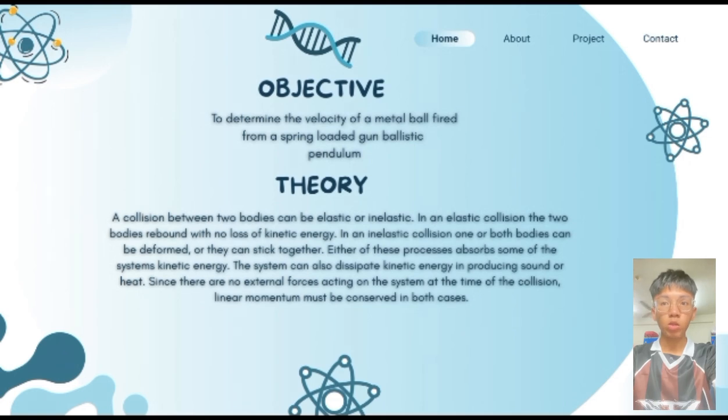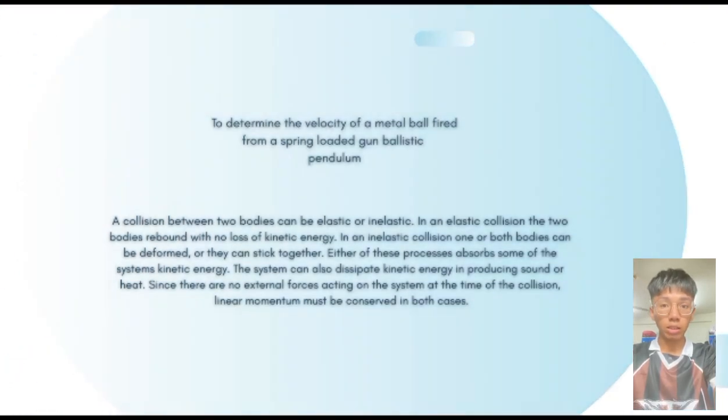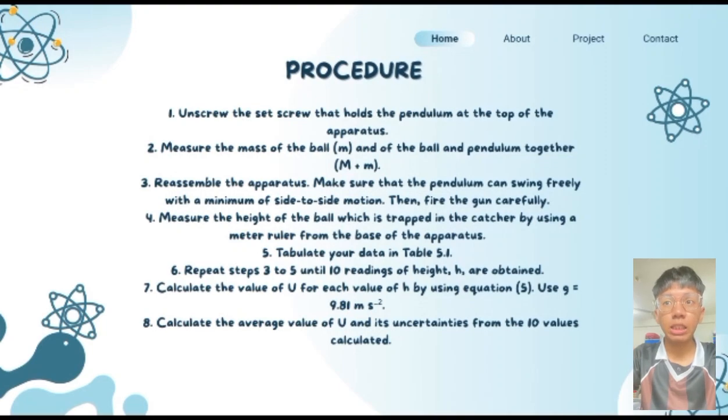Theory. A collision between two bodies can be elastic or inelastic. In an elastic collision, the two bodies rebound with no loss of kinetic energy. In an inelastic collision, one or both bodies can be deformed or they can stick together. Either of these processes absorbs some of the system's kinetic energy. The system can also dissipate kinetic energy in producing sound or heat. Since there are no external forces acting on the system at the time of the collision, linear momentum must be conserved in both cases.